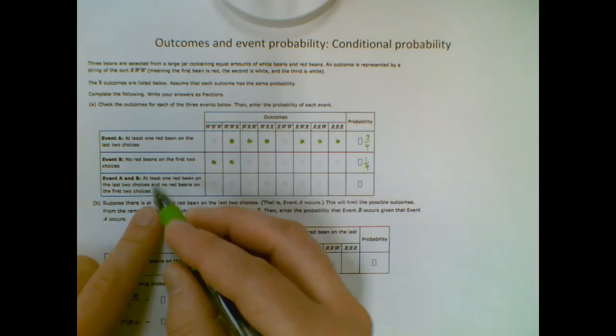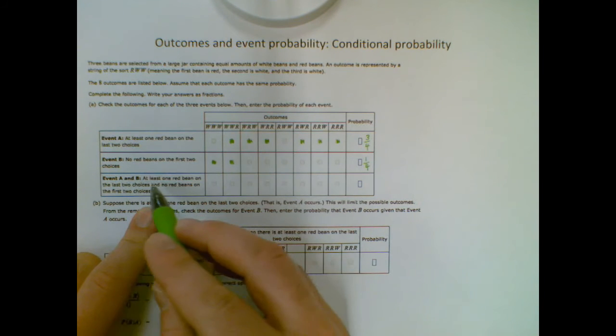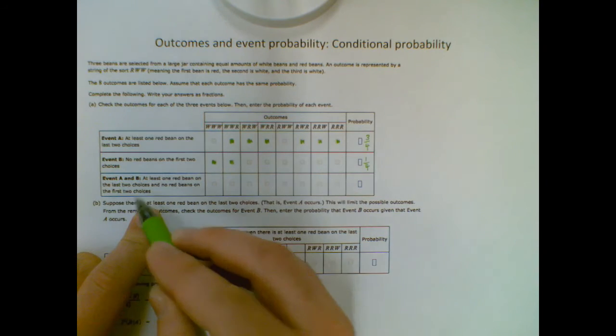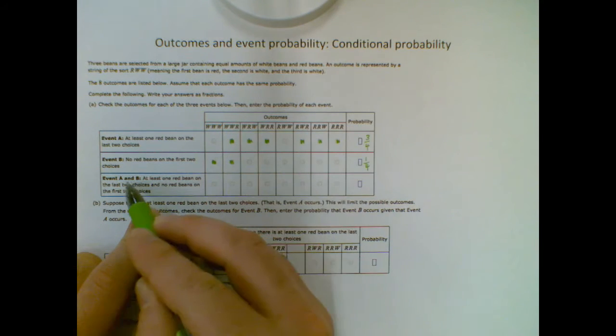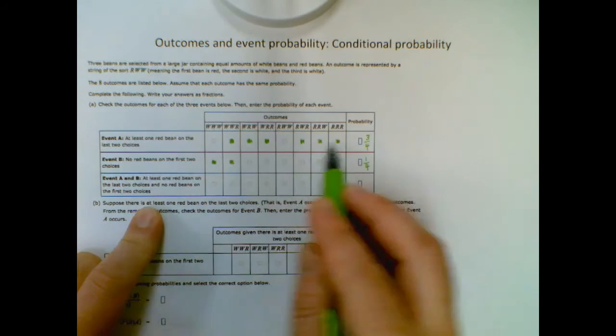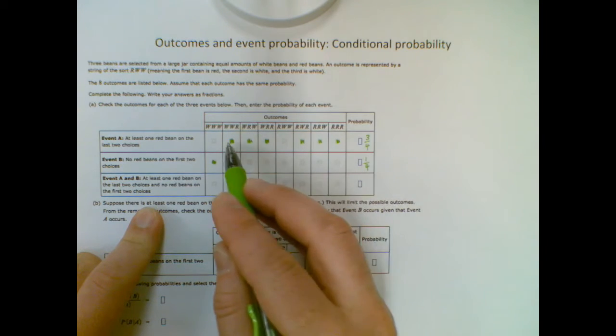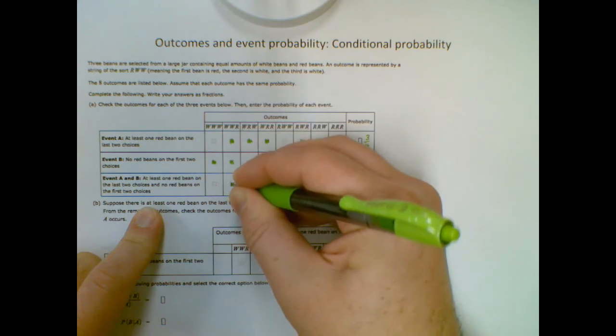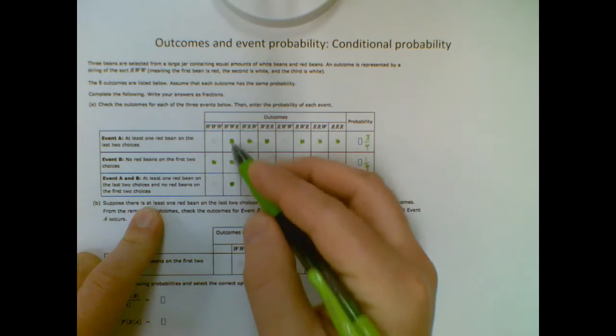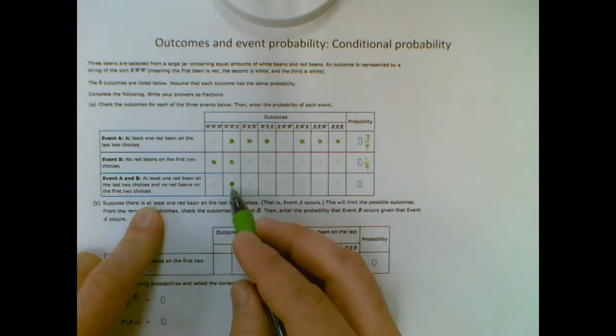Here we want and, so at least 1 red bean on the last 2, and no red beans on the first 2. So it says and, right? So I'm looking for an overlap. So this doesn't overlap, it's only in the first. So the overlap one is right here, because it's checked in both rows. So that's 1 out of 8.